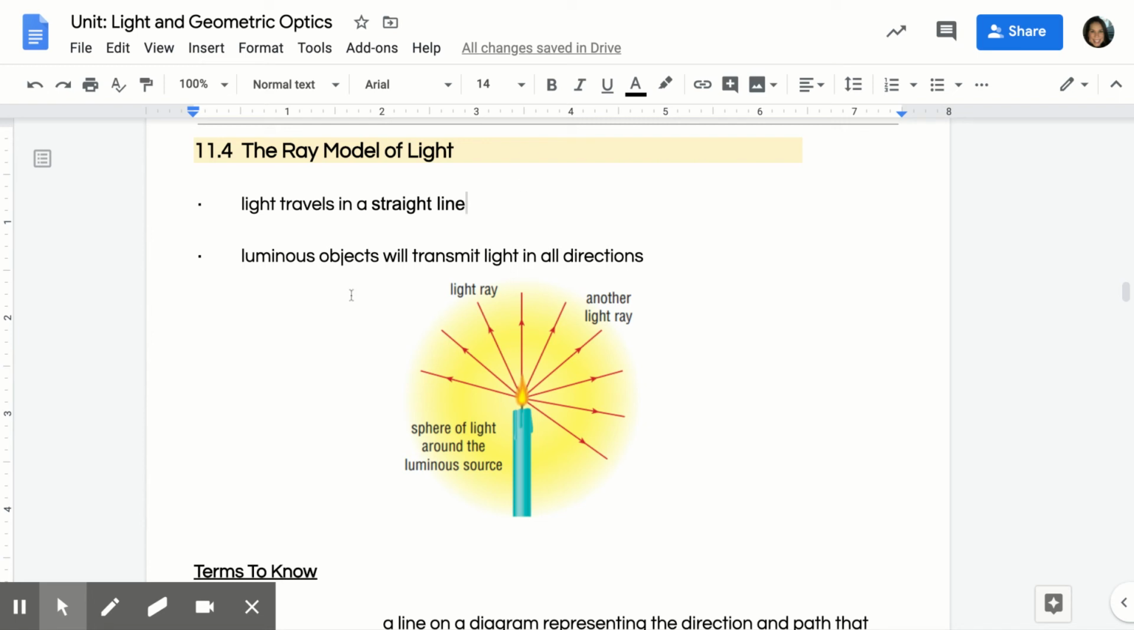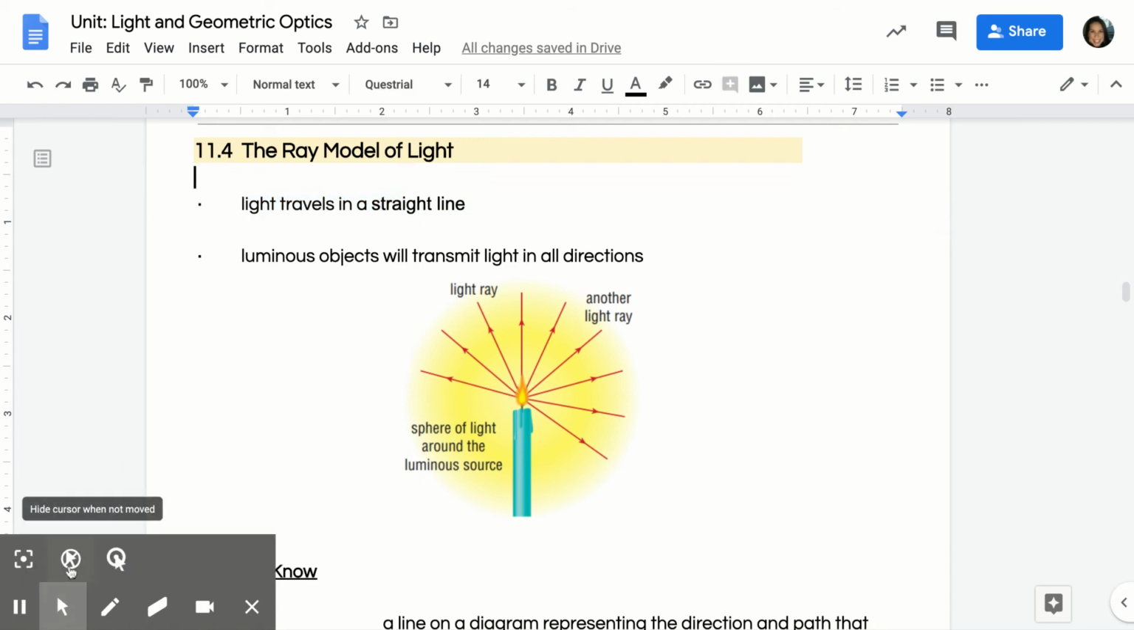So the first thing is that all light is going to travel in a straight line. Okay, so all light is going to travel in a straight line here. Oops, that's not exactly what I meant to do, but that's cool.